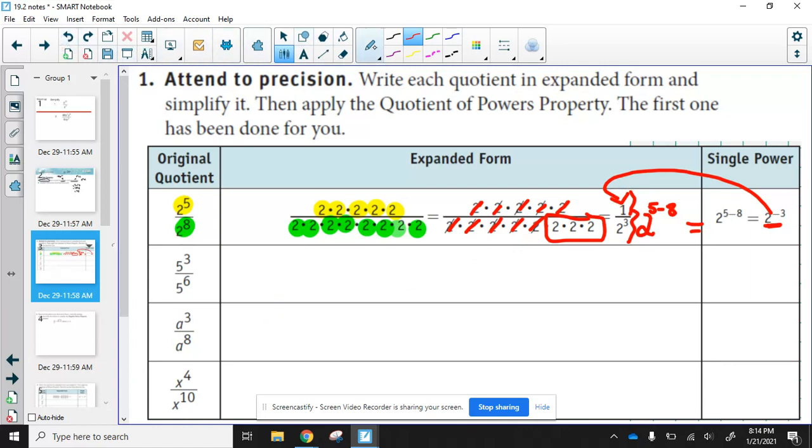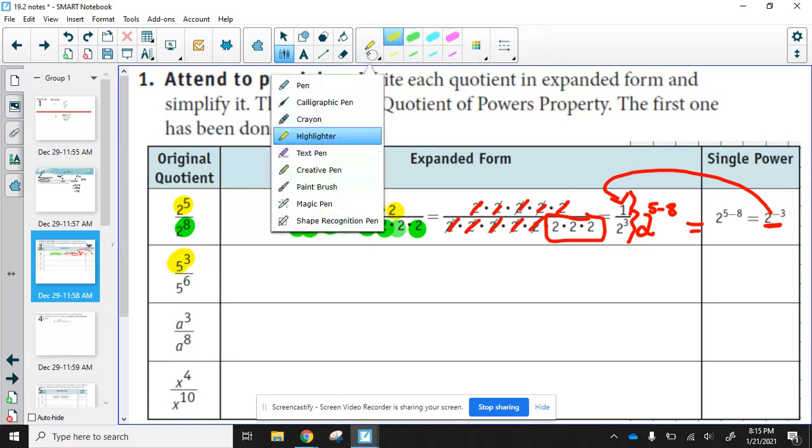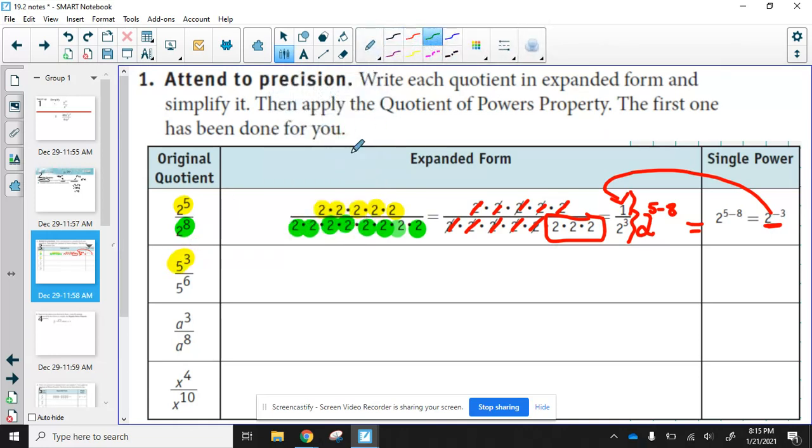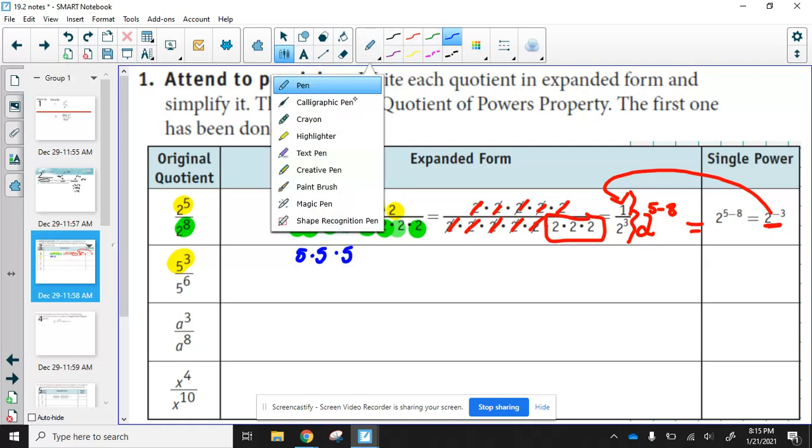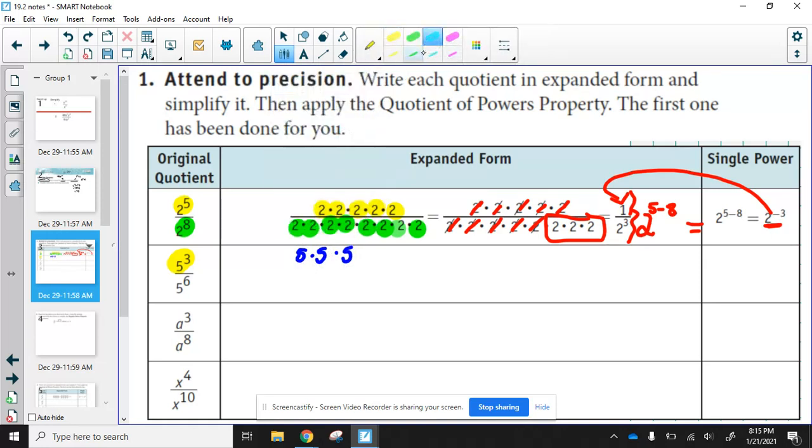So continue on to the next one. I'll write this one out in expanded form again. So we get 5 cubed in the numerator, so 5 times itself 3 times. And then we have 5 to the 6th power in the denominator. So that means 5 times itself 6 times.